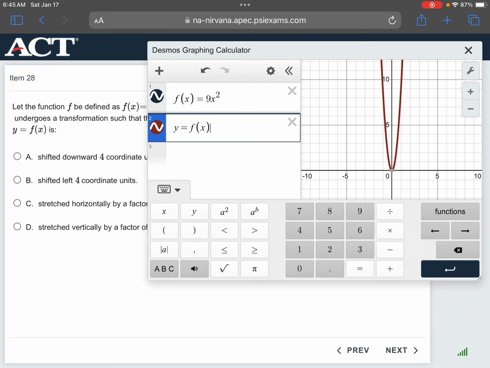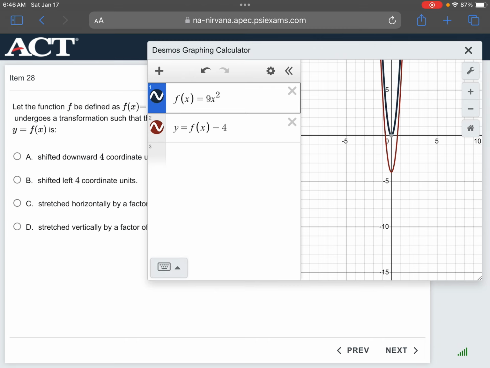And then it's telling us that it's using this transformation of minus 4. Now that I put in the minus 4, we can see our blue function where we started, and the new one that they transformed is red. You can see the vertex used to be at 0, 0. Now the vertex is at 0, negative 4, and every single ordered pair has been pushed down by 4 units.